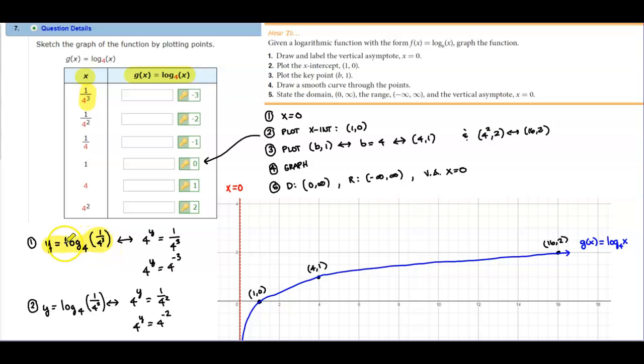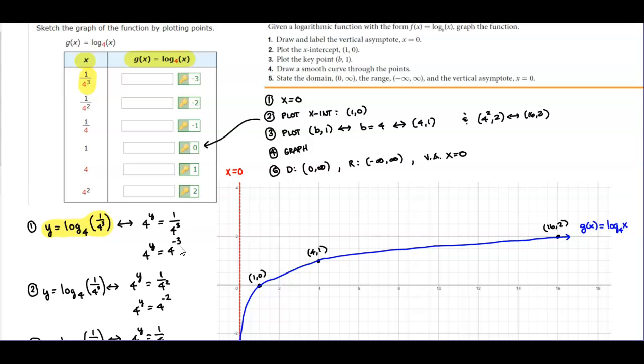And so now, in order for us to find out what the exponent is, meaning y, we're going to rewrite that in exponential form. So we have 4 to the y power, which is equal to 1 over 4 to the third. And then you can see that 4 to the y is equal to 4 to the negative third. So therefore, our answer is -3.